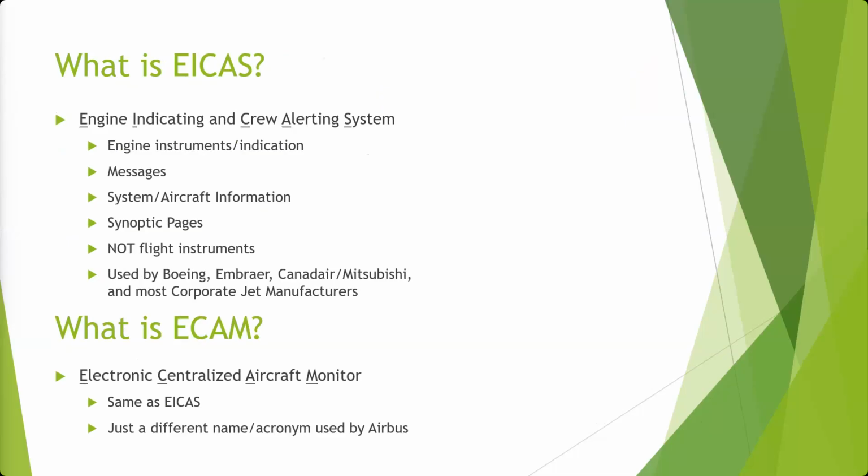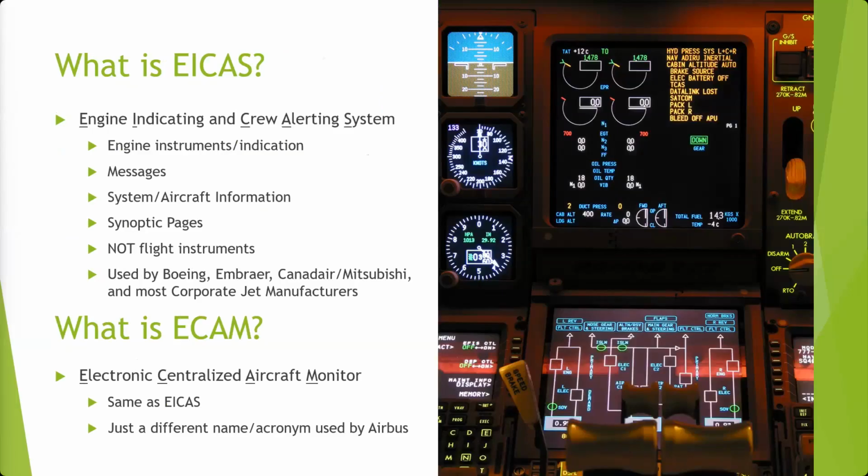So ICAS, again, I mentioned, is Boeing, Embraer, Canadair, Mitsubishi, most corporate jet manufacturers. And then ECAM is Airbus's special name for the same thing, but don't tell an engineer that. It's just a different acronym. It's electronic condition and monitoring, or electronic centralized aircraft monitor. You'll hear it both ways. So it's a little confusing when you see it two different ways. So again, here are those ICAS ECAM displays.